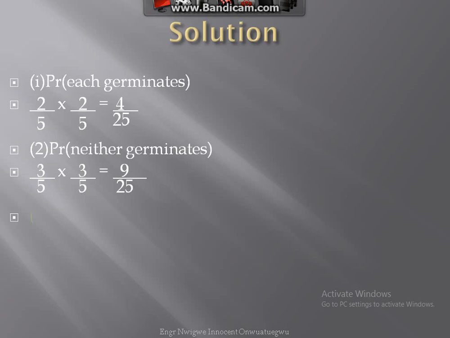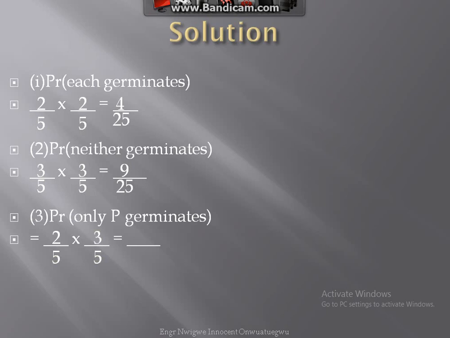The probability for the two seeds P and Q, only P germinates. If we have the probability for only P to germinate, we have 2 over 5 for P times 3 over 5 for Q, which gives us 6 over 25.